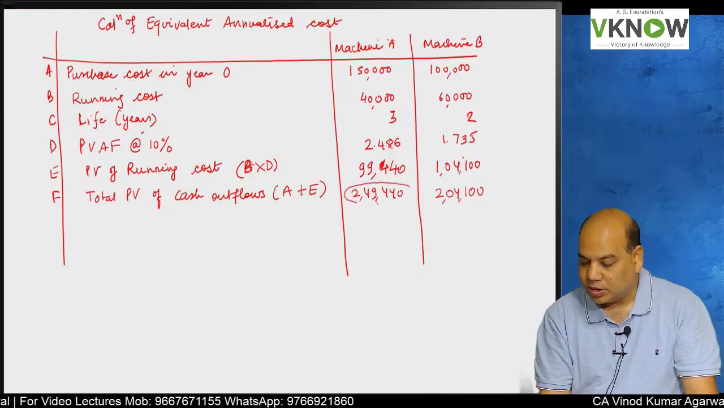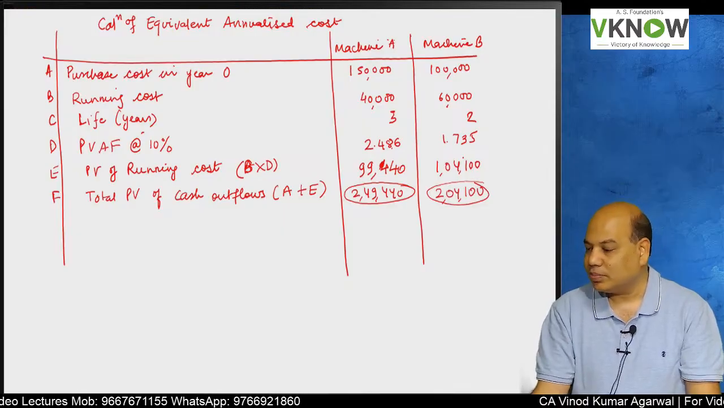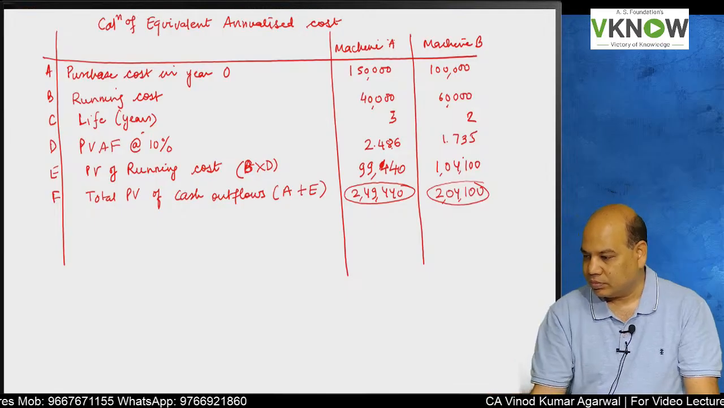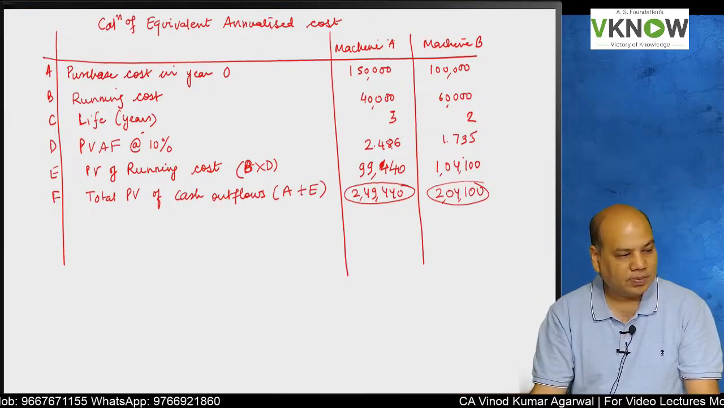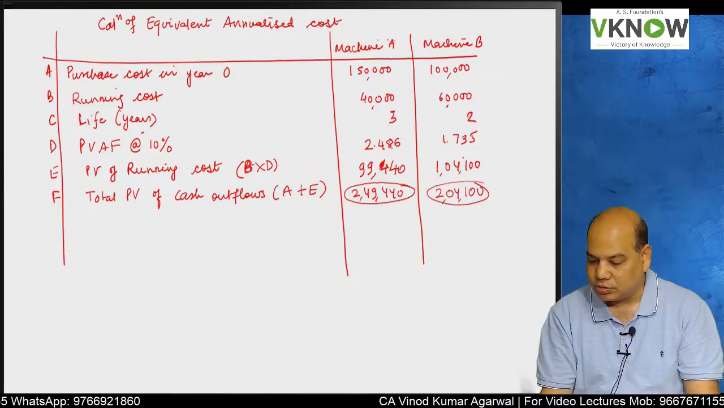Can these two numbers be compared? Please advise, can these two numbers be compared? And you can say machine B is better. Can I simply compare A and B and tell you that B is better because it has lower PV of outflow? The answer is no.